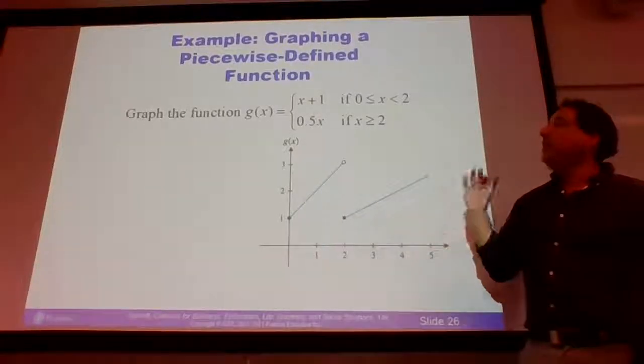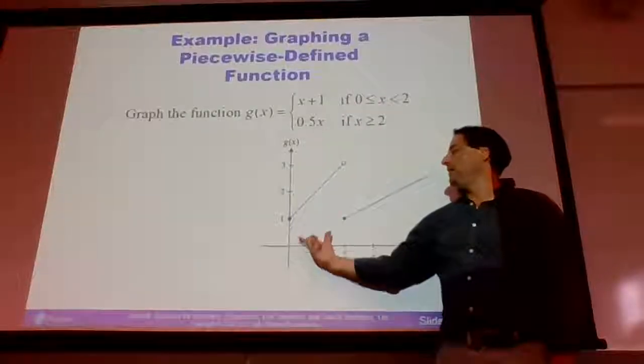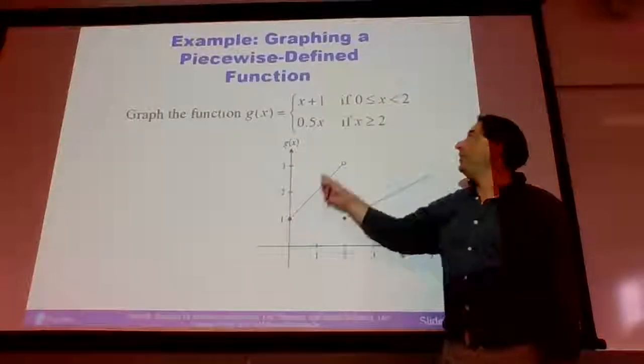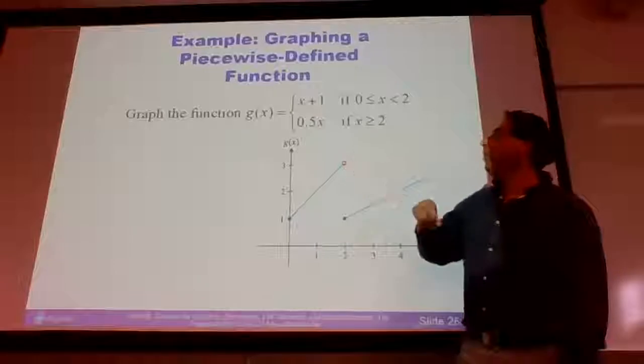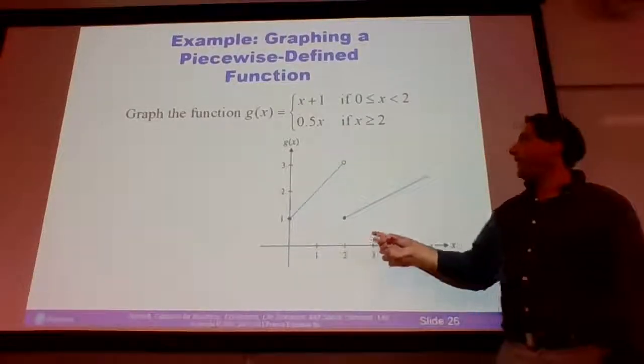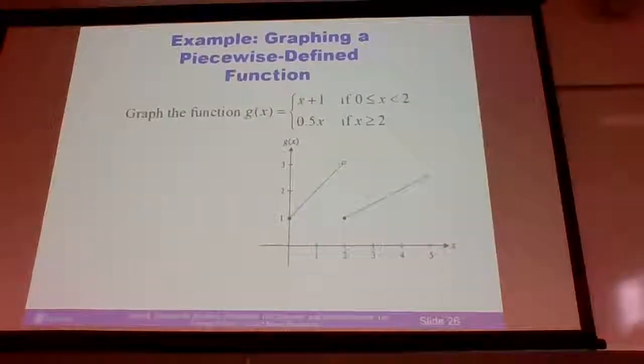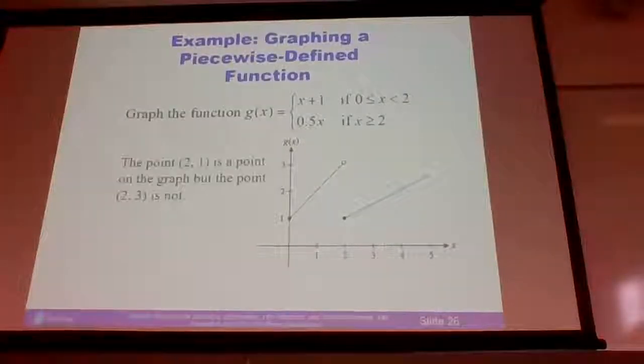So real quick, piecewise, between 0 and 2, it looks like this. Includes 0, filled in. Doesn't include 2, open circle. Anything after 2, it looks like 0.5x. Includes 2 and keeps going. So piecewise function basically means it looks like something in one area, but it could be a different graph in another. Okay? And we'll stop there.